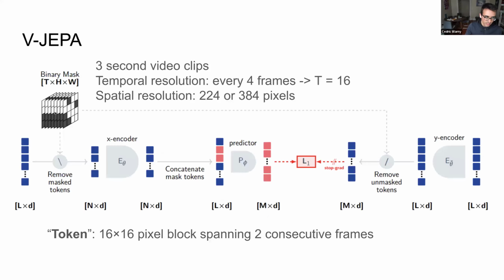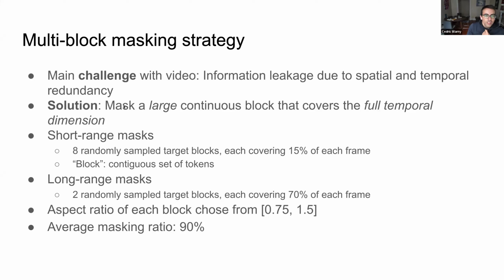So what that means is, if you look here, it's the same block over the entire 16 frames of the video. So they don't change from one frame to the other. It's the same mask. And it will cover on average 90% of the spatiotemporal tokens. And they use 2 types of masks, short-range masks and long-range masks, and then they do the union of all that.